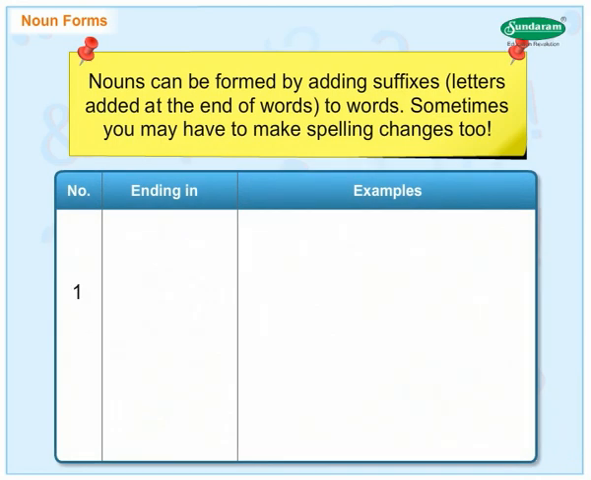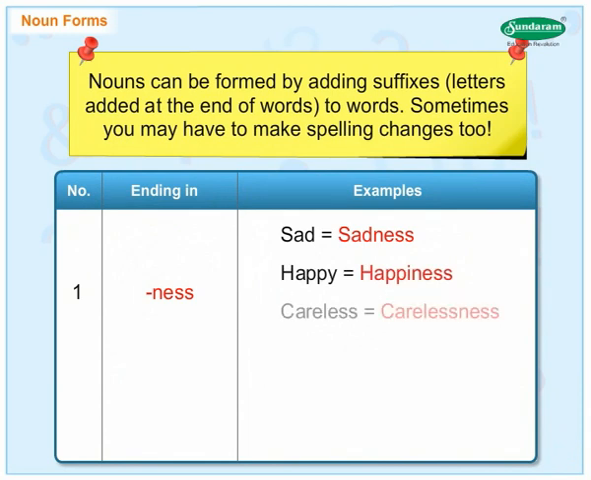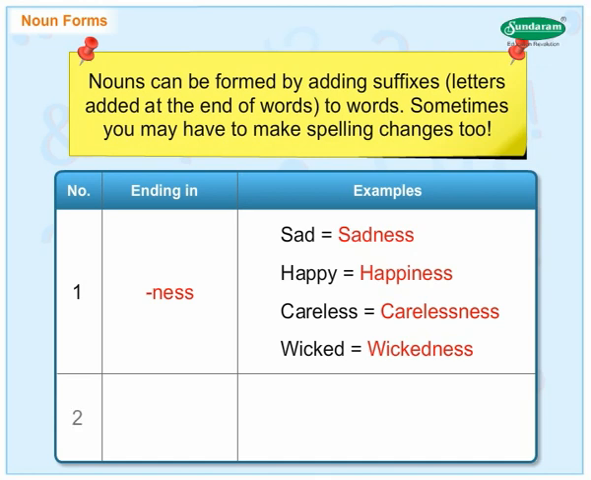1. Ending in N-E-S-S, ness. For example, sad, sadness. Happy, happiness. Careless, carelessness. Wicked, wickedness. 2. Ending in M-E-N-T, ment. For example, pay, payment. Argue, argument.